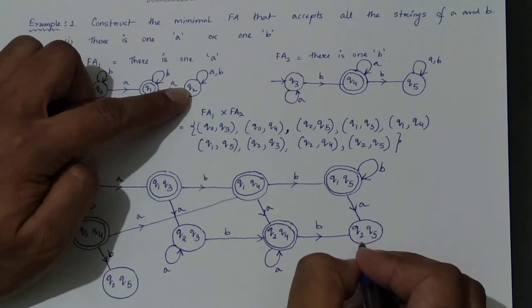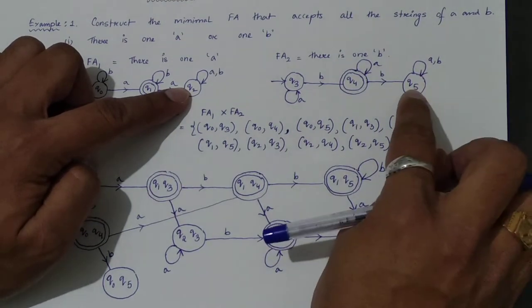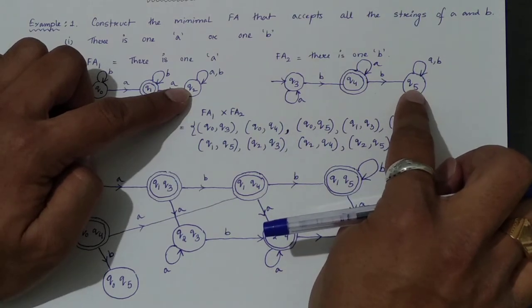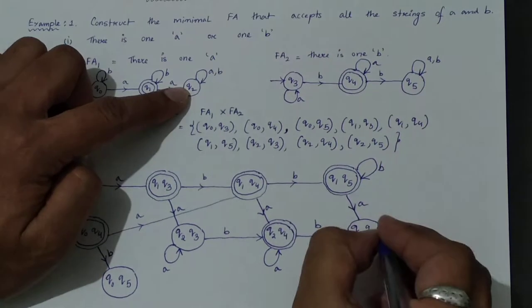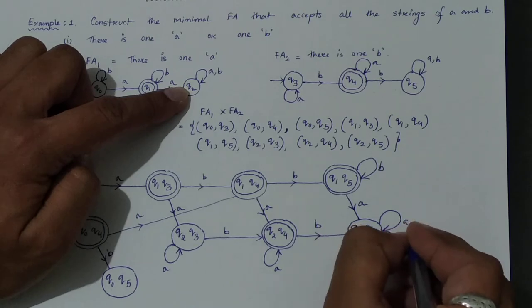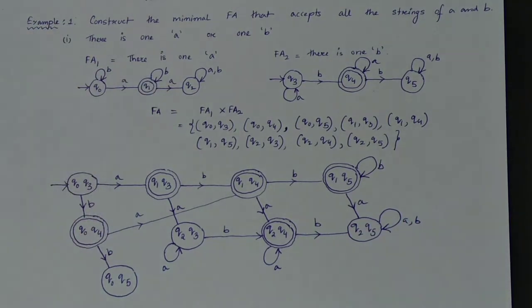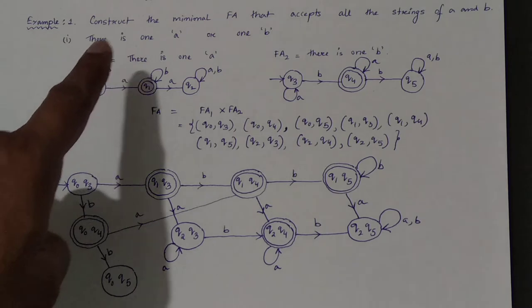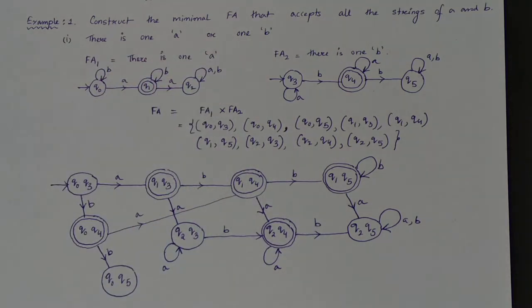Okay. Finally, Q2, Q5 is left out. Q2, Q5, you can see on A and B, both are going to the same state. So there will be a self loop for this and it will be A, B. So this is your final diagram for the compound automata, where the language says that there is one A or one B.